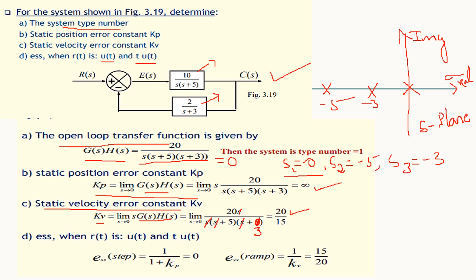Now the last one is, we need to find the steady state error for a unit step input and a ramp input. For unit step, I know the formula is 1 divided by 1 plus Kp. For ramp it is 1 by Kv. So the answer I get is 0, and the other answer I get is 15 by 20.